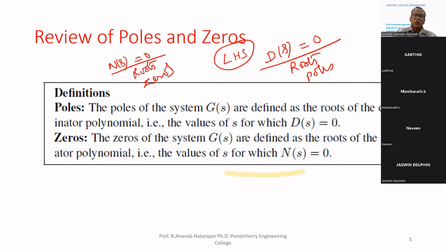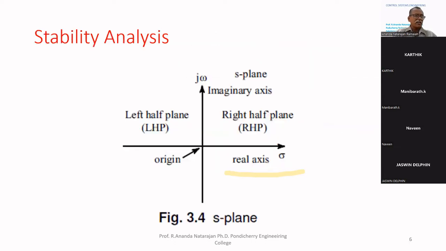So if the poles are on the left-hand side of the S plane, then the system is said to be stable. If the poles are on the right-hand side, the system is unstable. But zeros can be on the right-hand side.